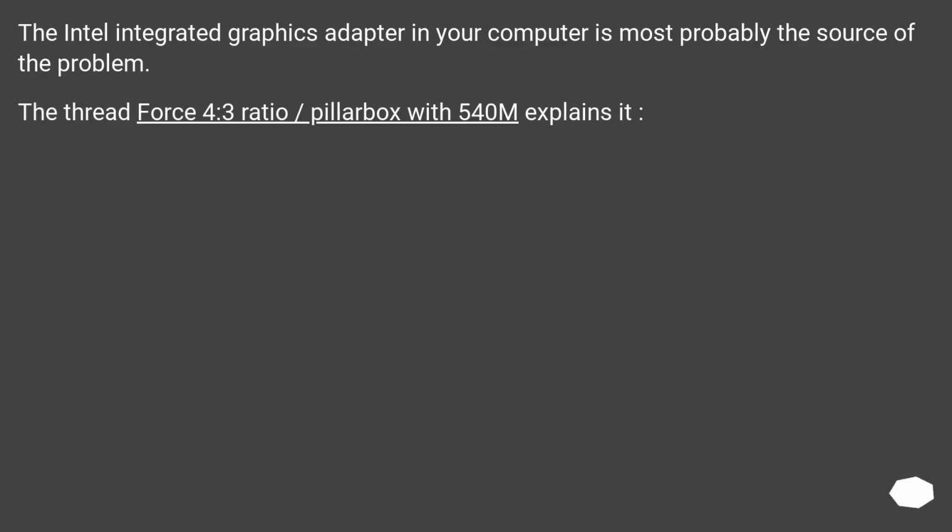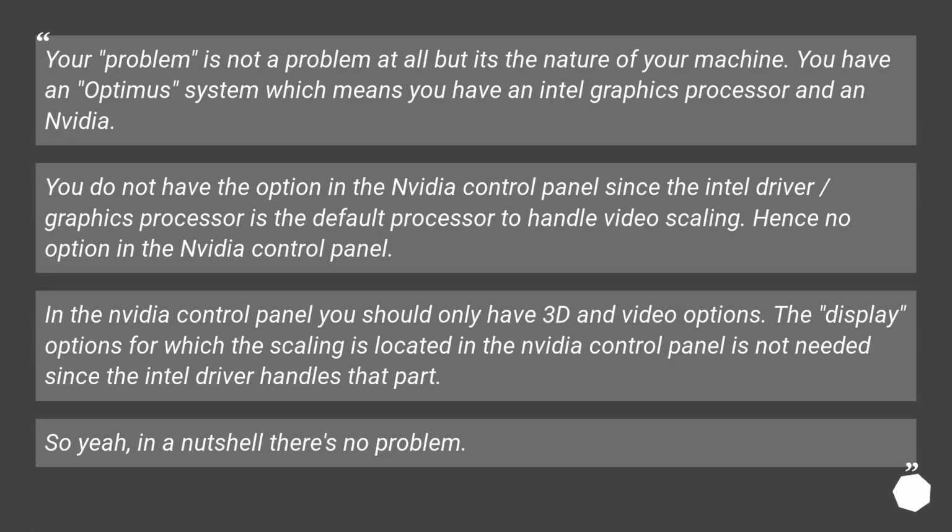The Intel Integrated Graphics Adapter in your computer is most probably the source of the problem. The thread "Force 4:3 ratio, pillar box with 540M" explains it. Your problem is not a problem at all, but it's the nature of your machine. You have an Optimus system, which means you have an Intel graphics processor and an NVIDIA. You do not have the option in the NVIDIA control panel since the Intel graphics processor is the default processor to handle video scaling. Hence no option in the NVIDIA control panel.